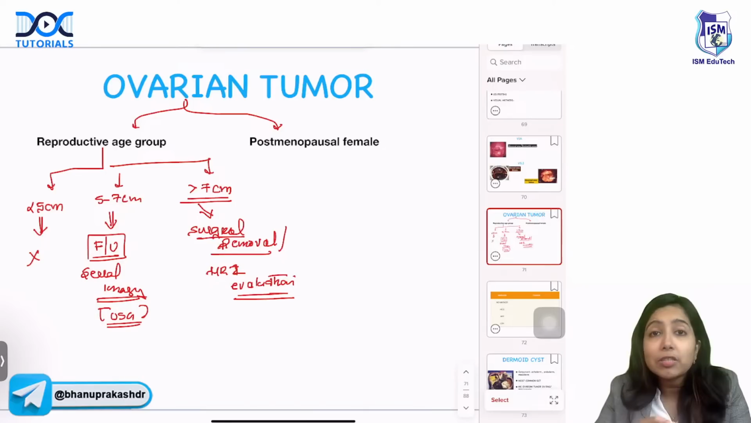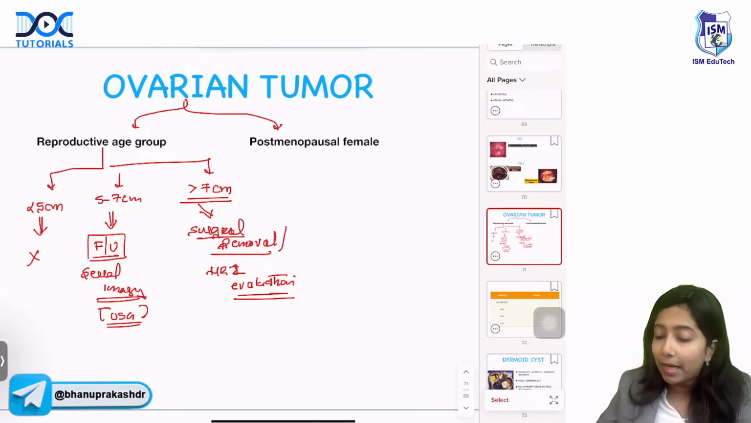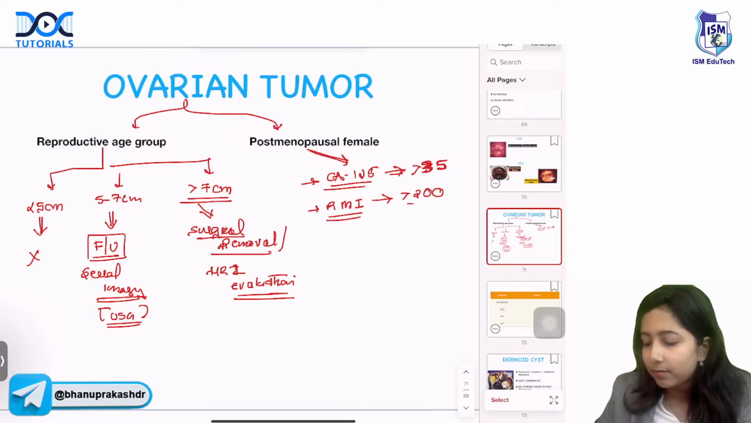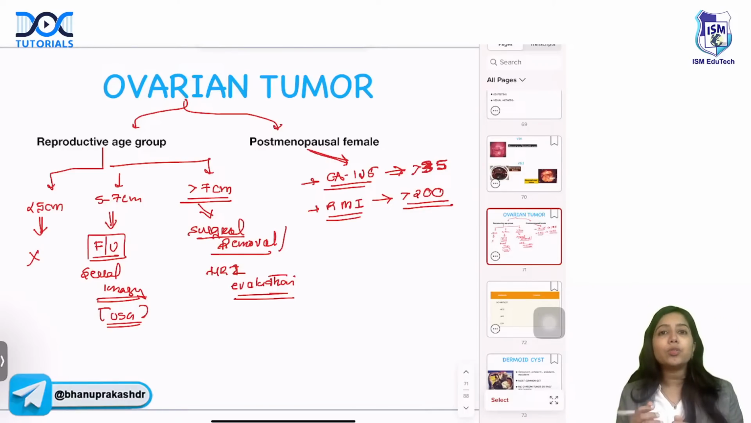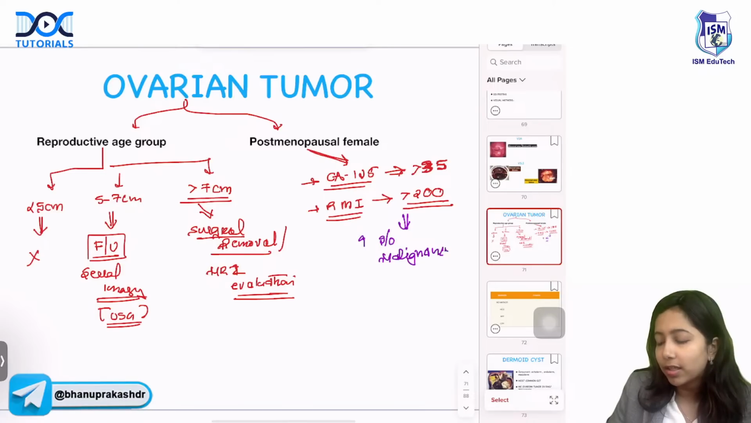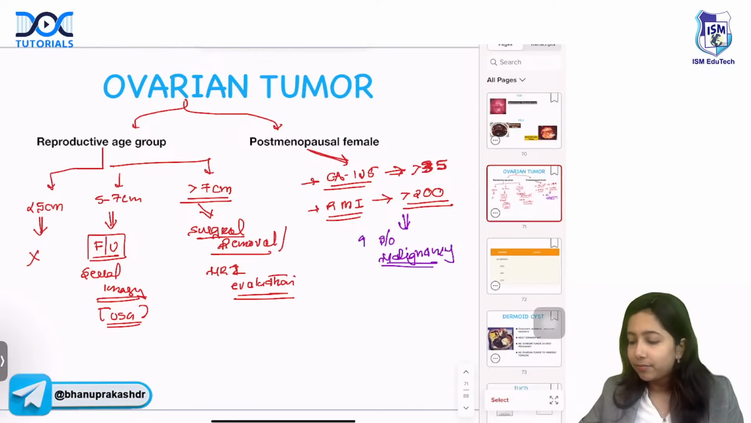So suppose that the patient is postmenopausal. In postmenopausal, I want you to look at the CA125 as well as there is something known as risk of malignancy index. So CA125 in a postmenopausal female levels more than 35, or RMI, that is risk of malignancy index, which is more than 200. In these scenarios, there should be high suspicion of malignancy, and you have to manage accordingly.